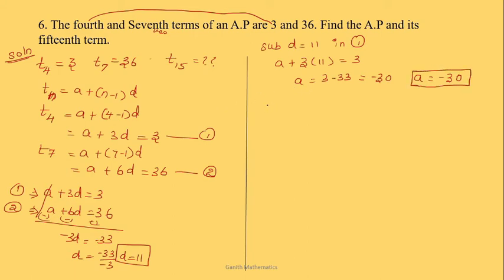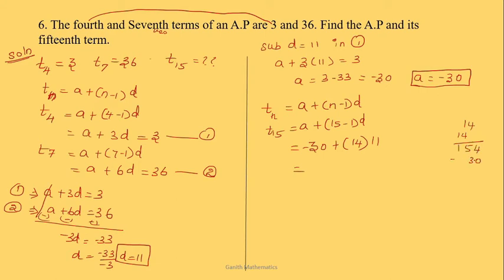Now we are going to find T15. Tn is equal to A plus n minus 1 into D. T15 is equal to A plus 15 minus 1 into D. Your A is minus 30, plus 15 minus 1 is nothing but 14, and your D is 11. So T15 is equal to minus 30 plus 14 into 11, which is 154 minus 30. So this will be 124. So T15 will be 124. These are the required values.